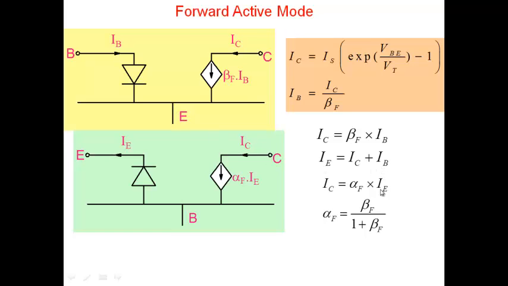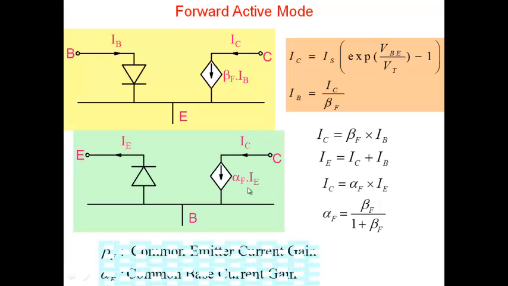Now from these two equations, I can rearrange and get IC equal to alpha F times IE, and alpha F is equal to beta by 1 plus beta. So I can rewrite IC as alpha F times IE, and I obtain another model. This particular model, I would call a common base model. I've made the base the common terminal. Emitter is the input side, collector is the output side.